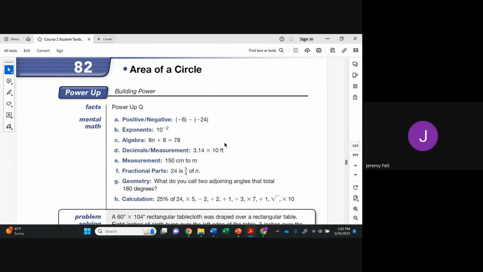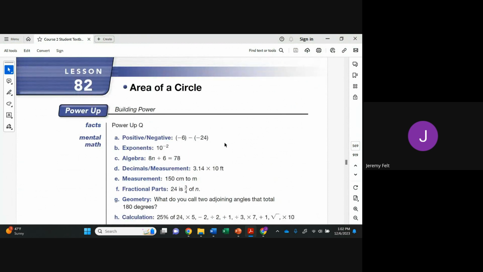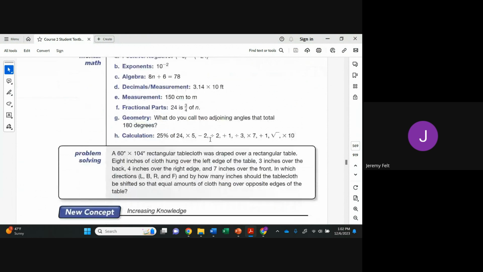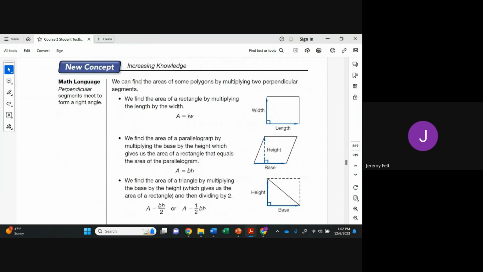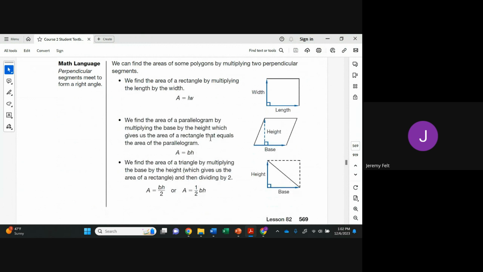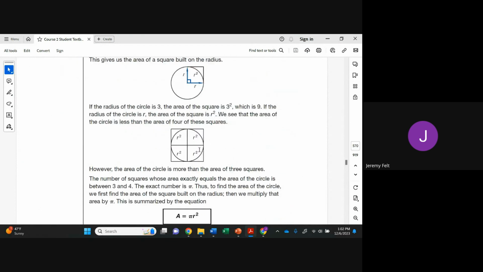All right, and then the next day we're going to be looking at area of a circle. So nothing brand new about this. It's on your reference sheet. I know we've talked about it before. Okay, area of some of our shapes: length times width, base times height. Triangle is half of a parallelogram, so one half base times height.